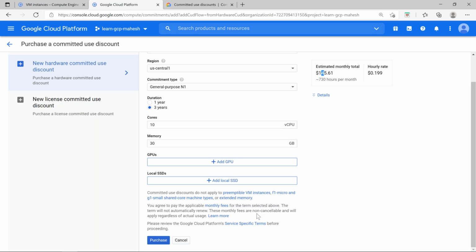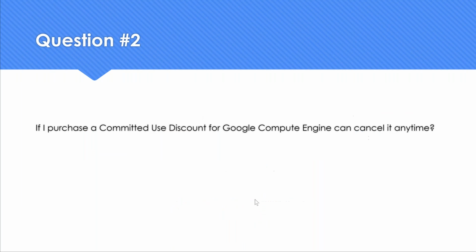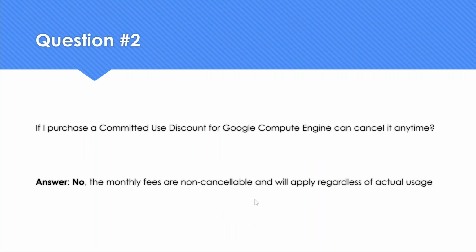So a word of caution, whenever you're going to go with committed use discount, make sure you do the homework properly, then go for it, because if you do it, you cannot cancel it. So prefer to first use the on-demand option, see what your utilization is, and then go with a committed use discount. So the answer for this is no, you cannot cancel it.